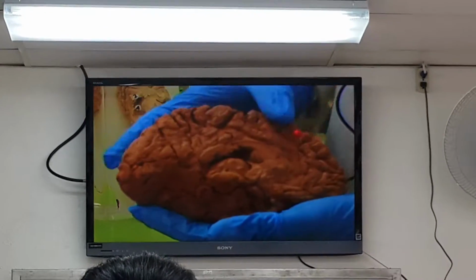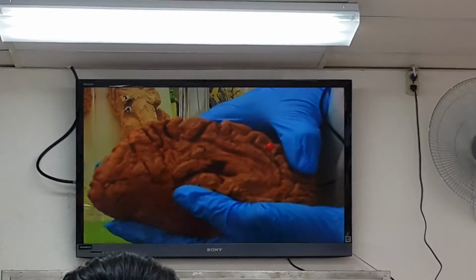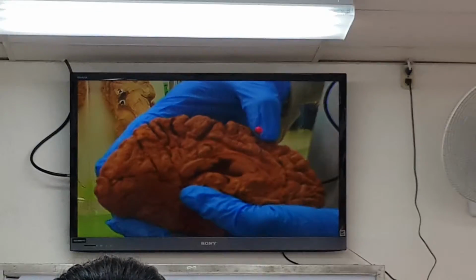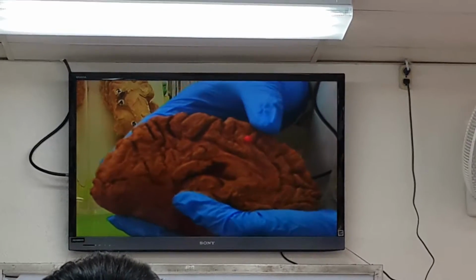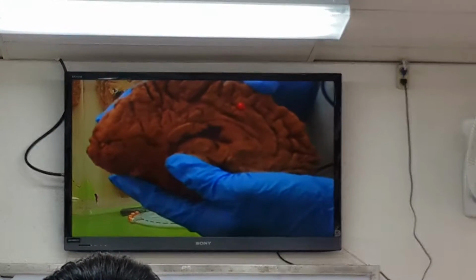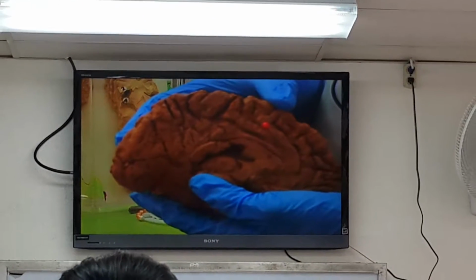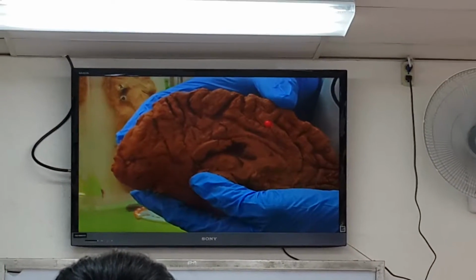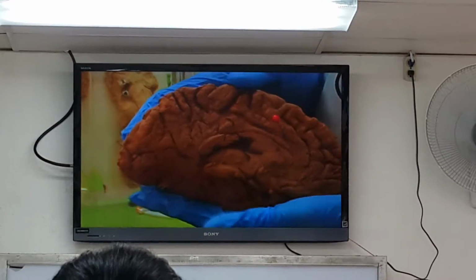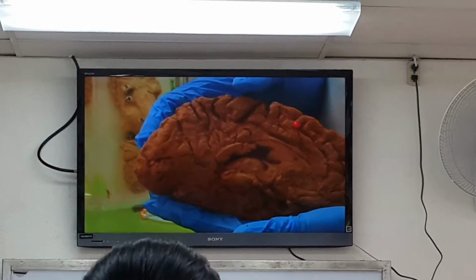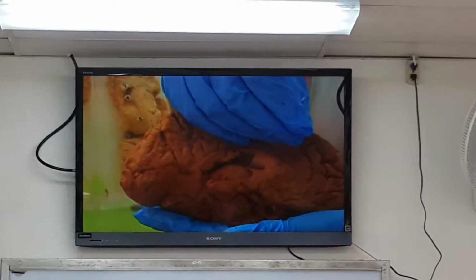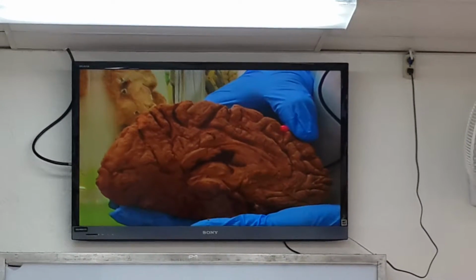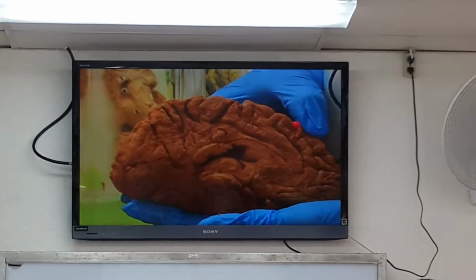You can see this gyrus here, which follows the corpus callosum, which runs around the corpus callosum. So that's called the cingulate gyrus. And you also find one sulcus here, the cingulate sulcus. The cingulate sulcus is around the cingulate gyrus.